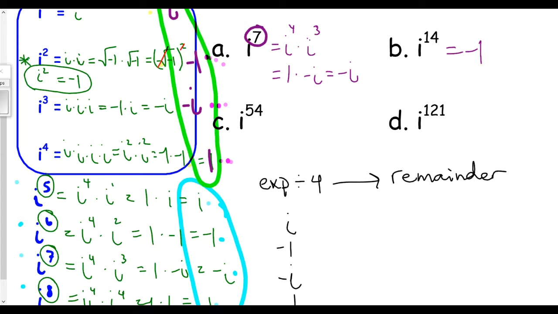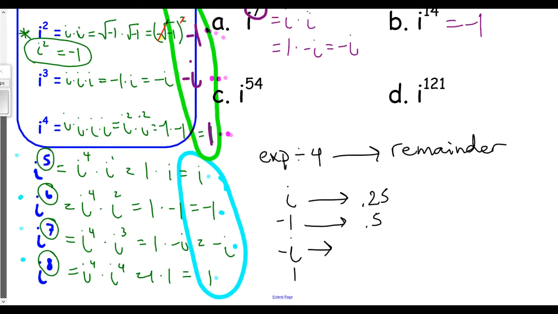Okay, if we take that exponent and divide it by 4, if we take 1 and divide it by 4, we're going to get 0.25, okay? If we take 2 and divide it by 4, we're going to get 0.5. If we take 3 and divide that by 4, we're going to get 0.75. And if we take 4 and divide it by 4, we're going to get a remainder of 0, meaning there actually isn't a remainder.